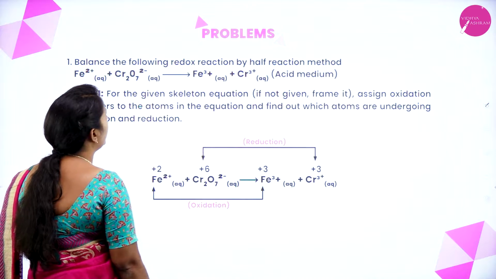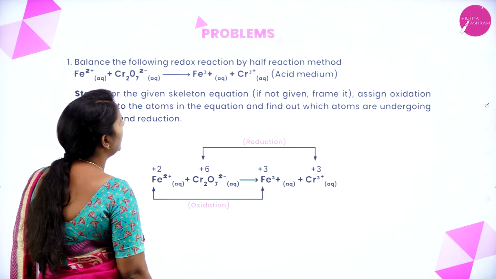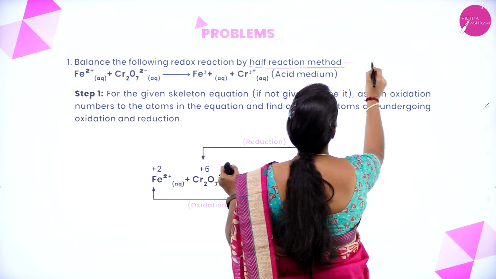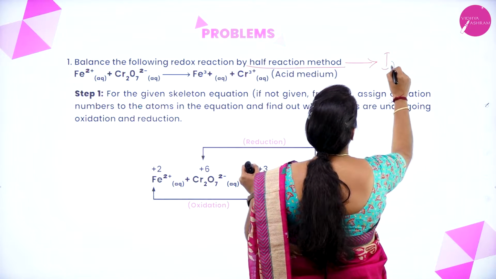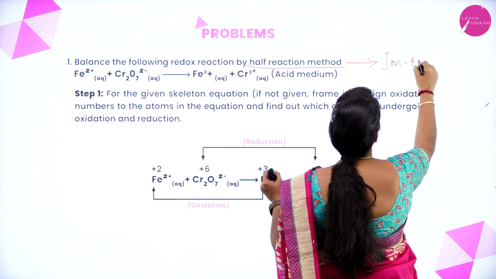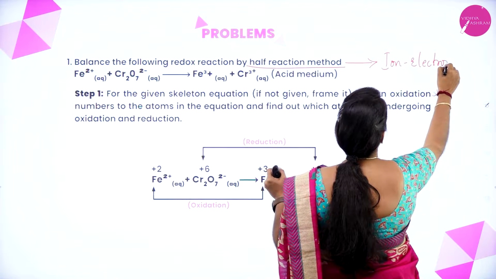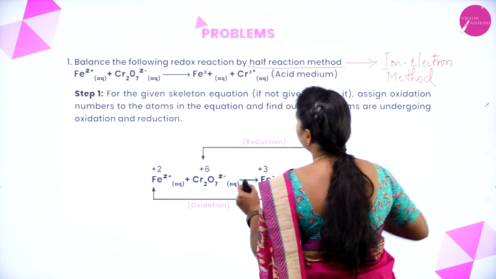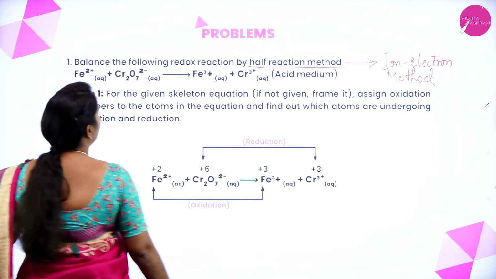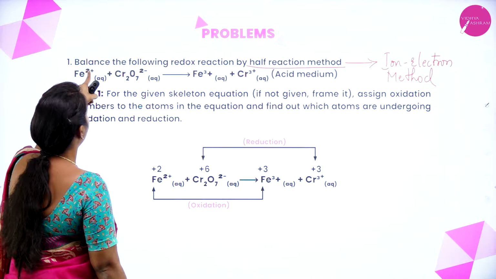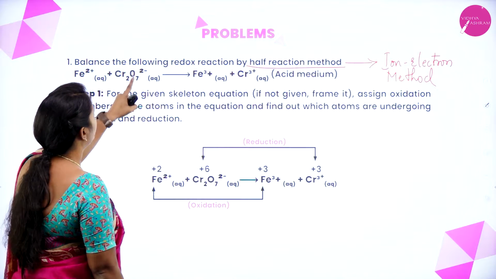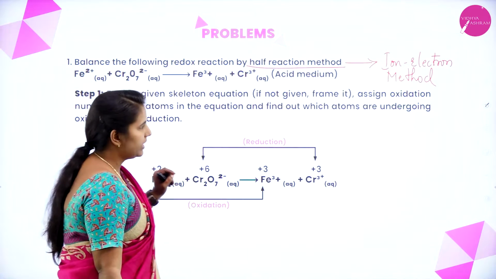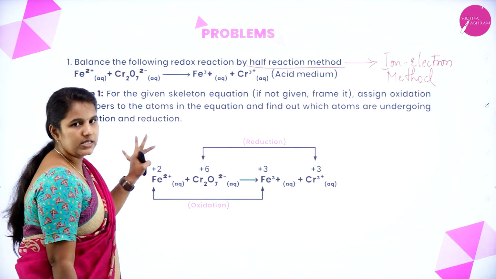Balance the following redox reaction by the half reaction method. Half reaction method, in the sense that you need to understand this is the ion-electron method. So what is the given equation here? Fe2+ plus Cr2O7 2- gives rise to Fe3+ and Cr3+. So this is in acidic medium.